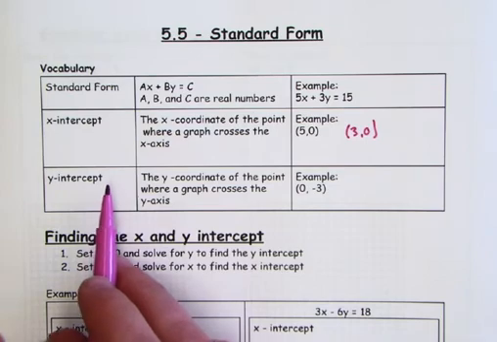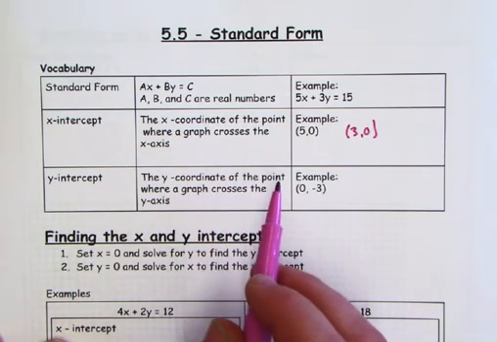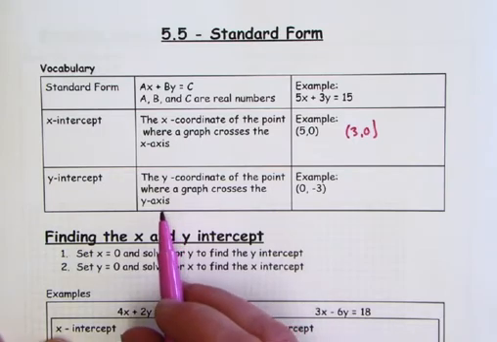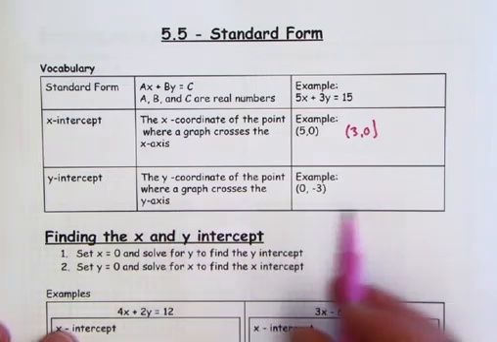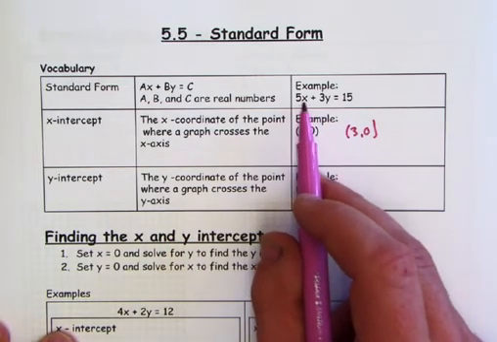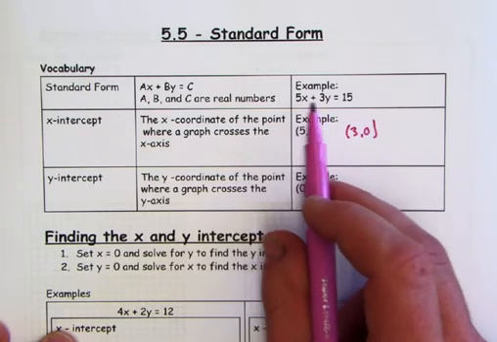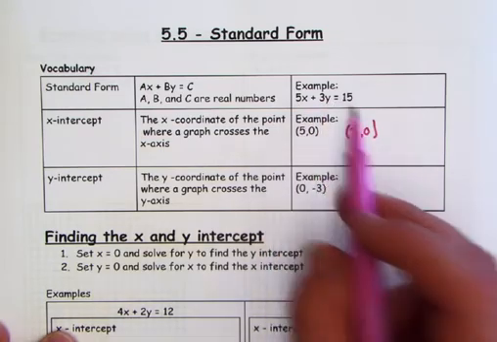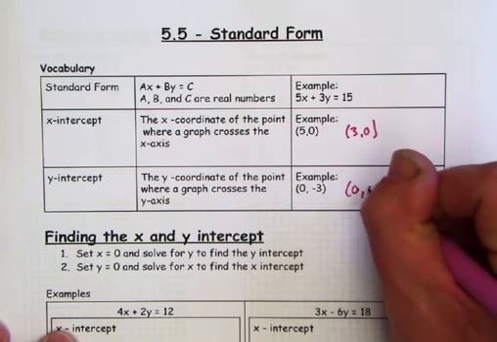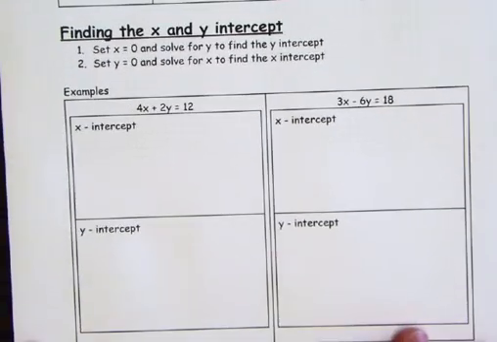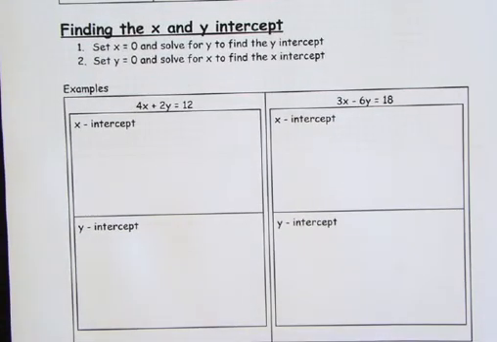The y-intercept is the y-coordinate of the point where a graph crosses the y-axis. This is when x equals 0. So up here, if we set x equal to 0, we'd have 3y equals 15. Divide by 3, and we get y equals 5. So that'd be another example, 0, 5. Let's go ahead and play with this and see what it actually means. It's a little bit hard to tell when you're just talking about it. Let's do some problems and actually try to figure it out.